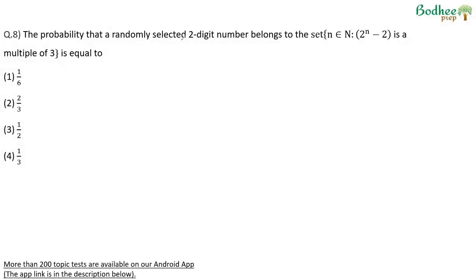The probability that a randomly selected 2-digit number n, where the number is 2 raised to power n minus 2, is a multiple of 3 is equal to. Now n can be any number from 10 to 99. Total cases becomes 90. What is favorable? Favorable is when 2 raised to power n minus 2 is divisible by 3.